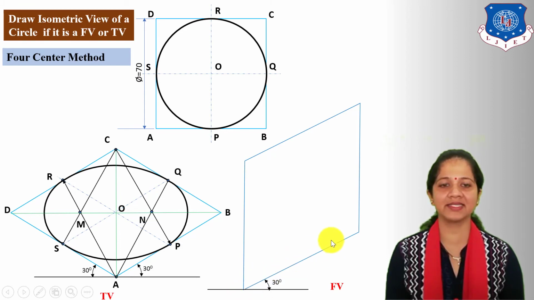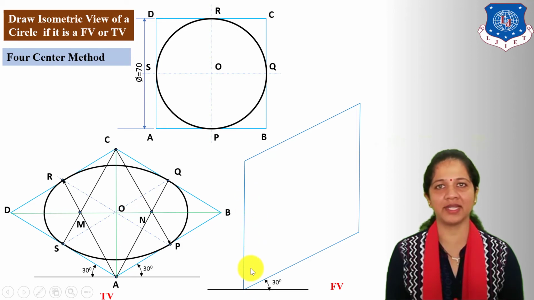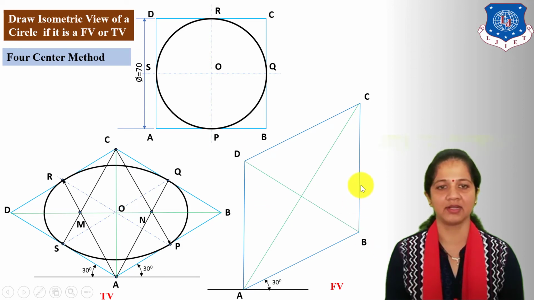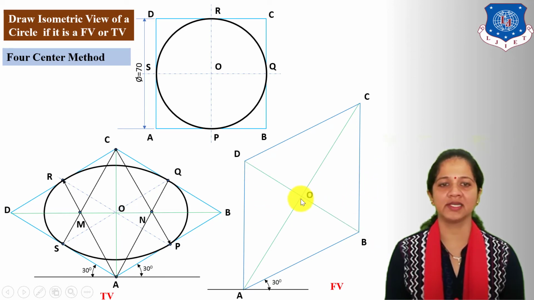The angle of the x-axis or length line from the horizontal reference is 30 degrees, and the height line is always vertical on the y-axis. Next, locate the corner points of the front face as A, B, C, D. Next, connect the AC and BD diagonals. Next, mark point O at the intersection of the AC and BD diagonals.